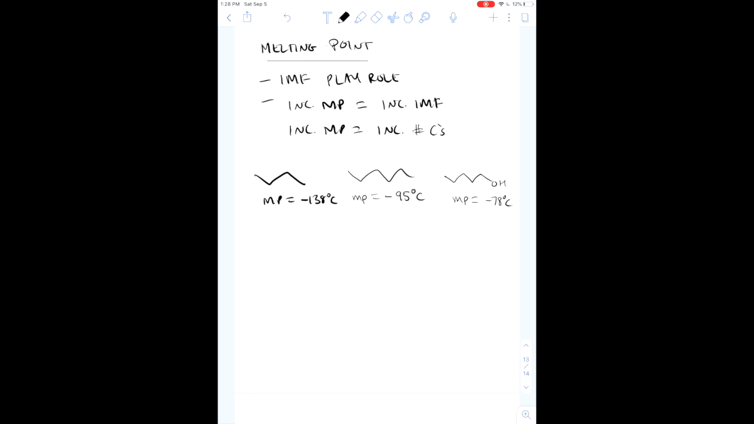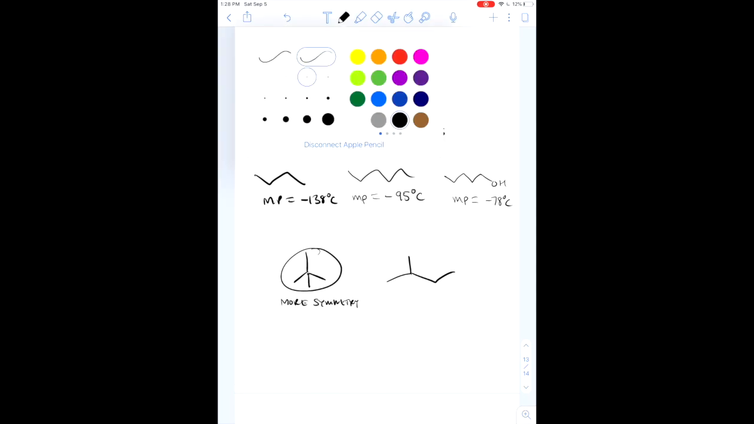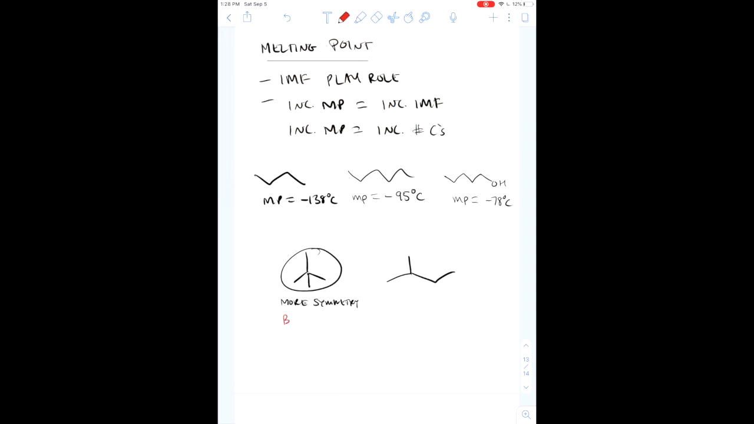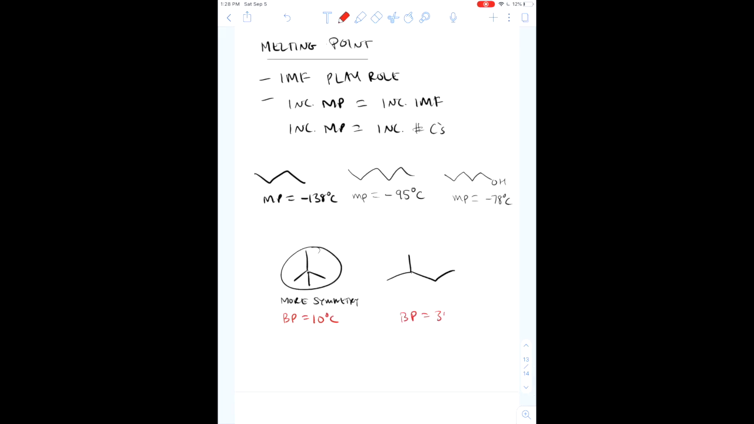But when it comes to the melting point and with respect to surface area or symmetry, melting point is a little bit different. And so going back to this structure here compared to this structure. So remember, this one was spherical, so this one had more symmetry, had a lower surface area, and this one had a boiling point of 10 degrees Celsius, while this one had a boiling point of 30 degrees Celsius, right?